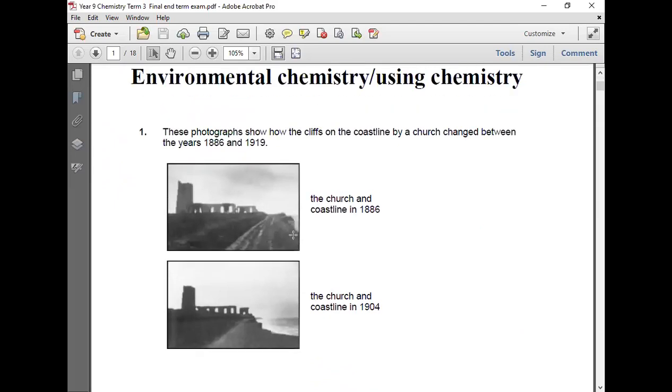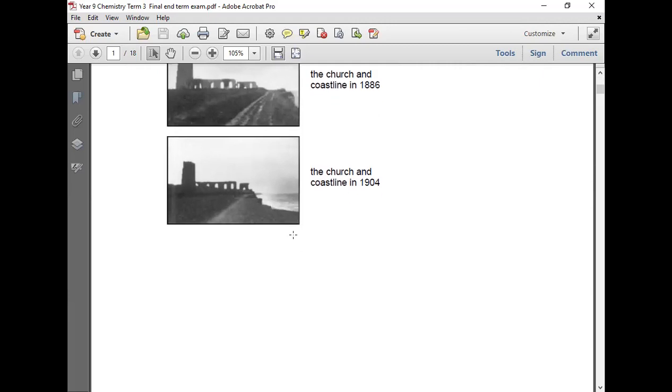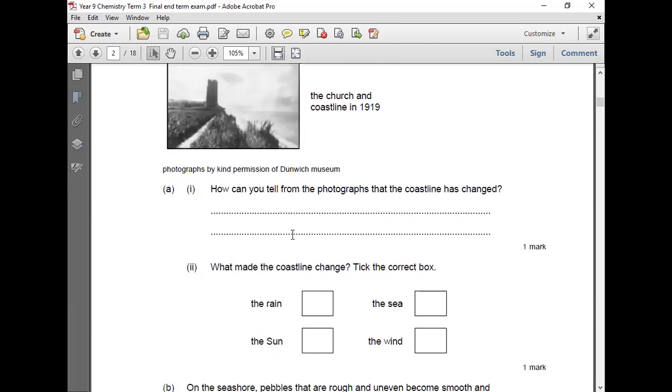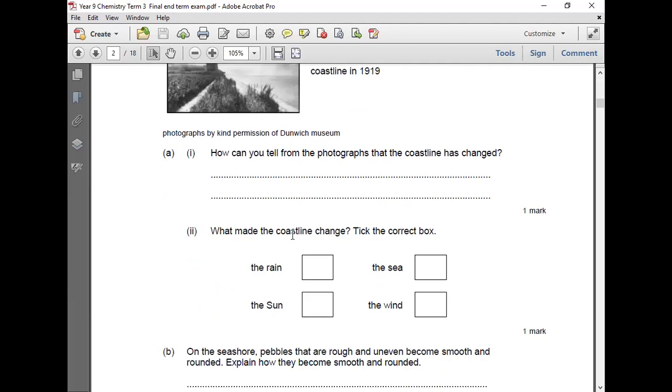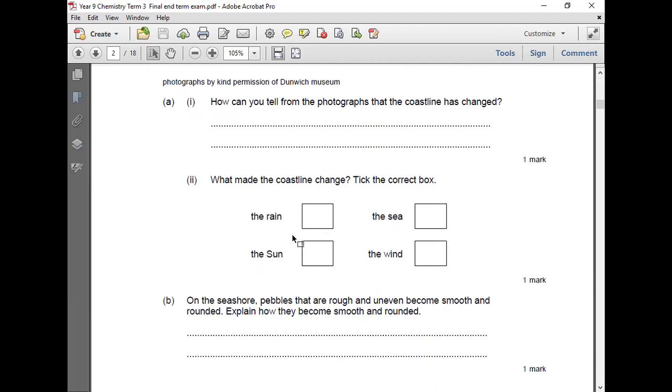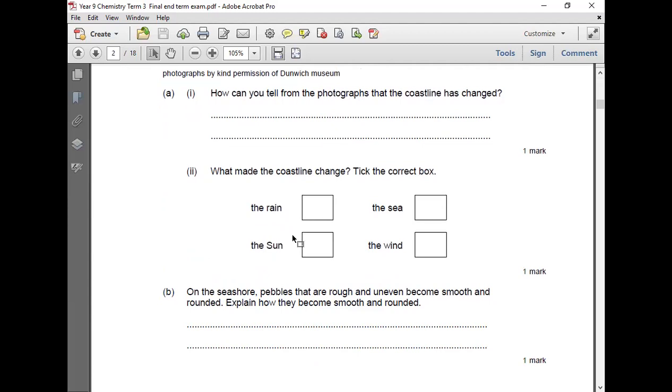The first question says: a photograph is shown of how the cliff on a coastal line has changed between the years 1886 to 1919. So the question is, how can you tell from the photograph that the coastal line has changed? You need to study the picture first, then you can answer the question. The second question says, what made the coastline change? The rain, the sea, the wind, or the sun.